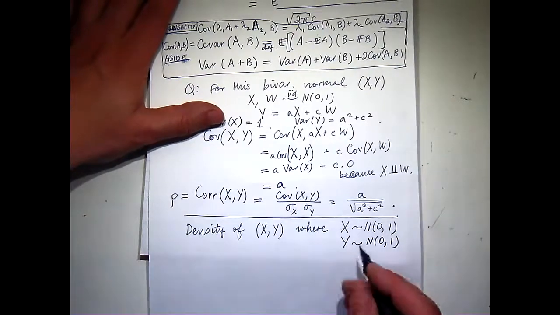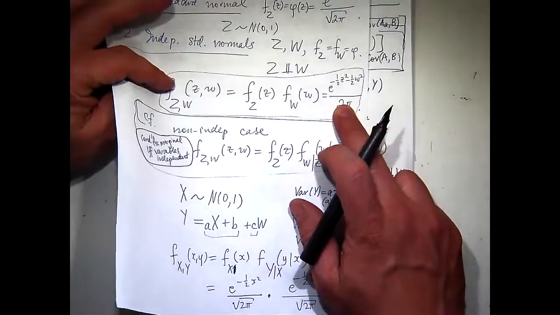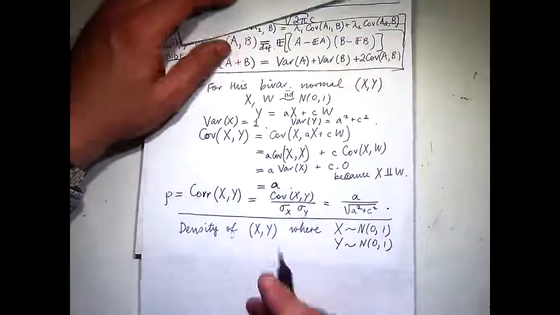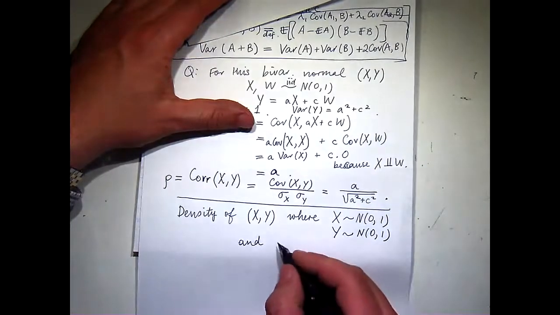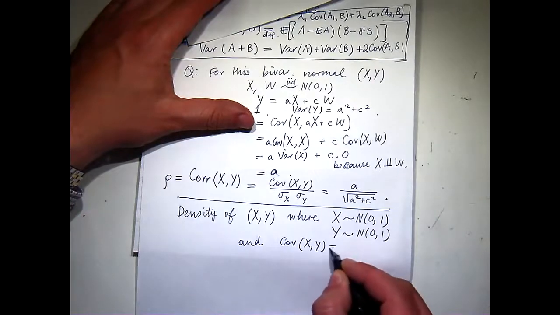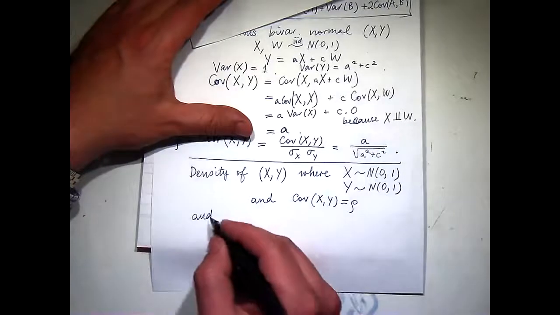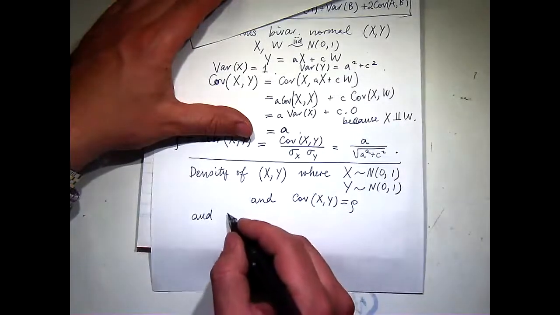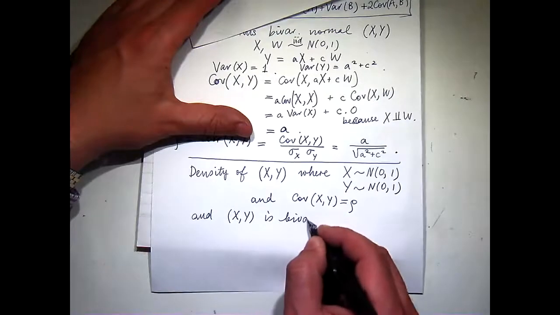And if they were independent, that would be easy. I would already know how to do that. That would be this formula here. But because they're not independent, I want to do a case where the covariance of x, y equals rho. And I should say, as one more condition, that x, y is bivariate normal.